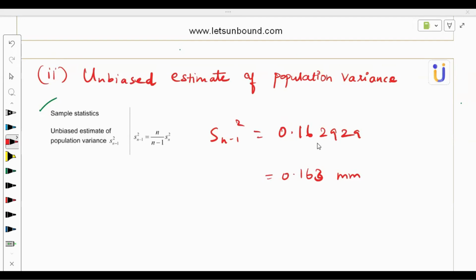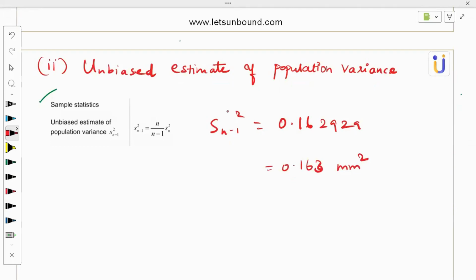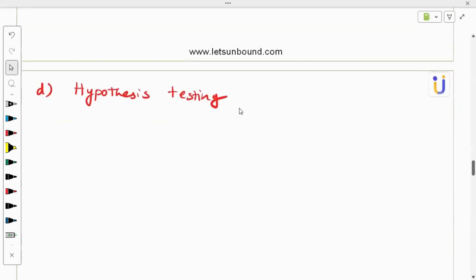Right now, okay, so here, yeah, it's a squared, right? The unit might be squared. So millimeters times millimeters. And that's simple. Now, moving to the next part.